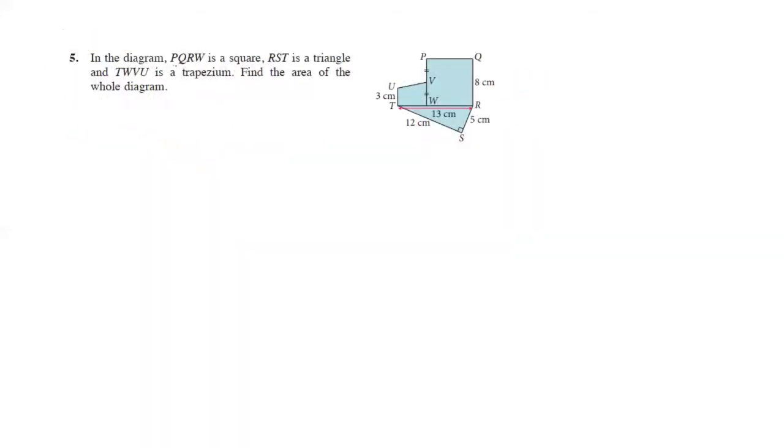In the diagram, PQRW is a square, RST is a triangle, and TWVU is a trapezium. Find the area of the whole diagram. Okay, let's start with the area of square PQRW. So since the height here is 8 and this is a square, right? Which means the length is also 8. Okay, so this will be 8 times 8, which is 64 cm square.